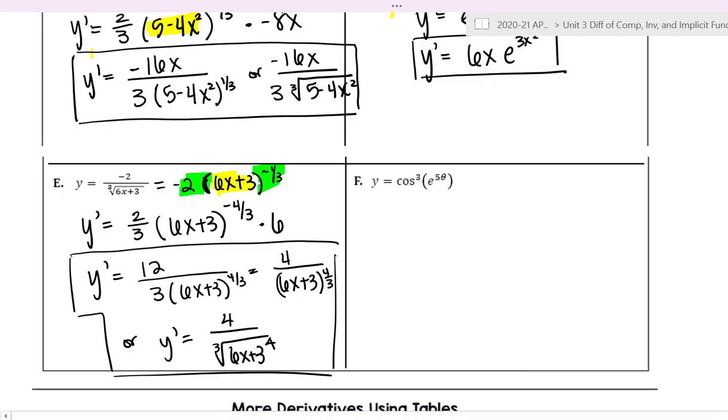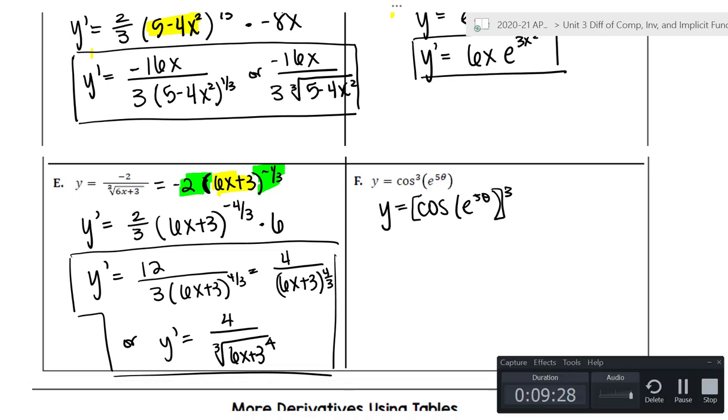Now, this last one is going to be a little bit of a doozy. We'll look at some tables really quick after this. But this guy's a little bit of a doozy because we have a lot going on here. I'm going to rewrite this as cosine of e to the 5 theta, cubed, just so we get a feeling about what's going on here.